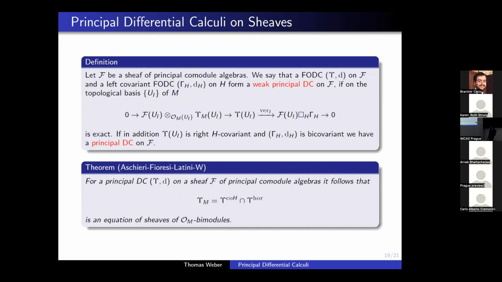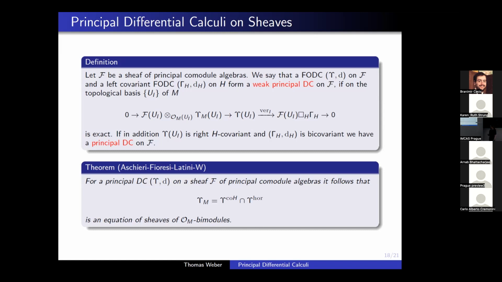And so now it's very natural to say this sheaf of calculi, or this calculi or the sheaf, as you want, we call a weak principal differential calculus, just as we had previously. Locally we have more information, namely that this vertical map makes sense and we have an exact sequence, and we are asking this on all opens of the topological basis. And we are calling this a principal differential calculus if now locally we have a right H-covariant calculus and a bicovariant calculus. And then you can basically prove the same things.